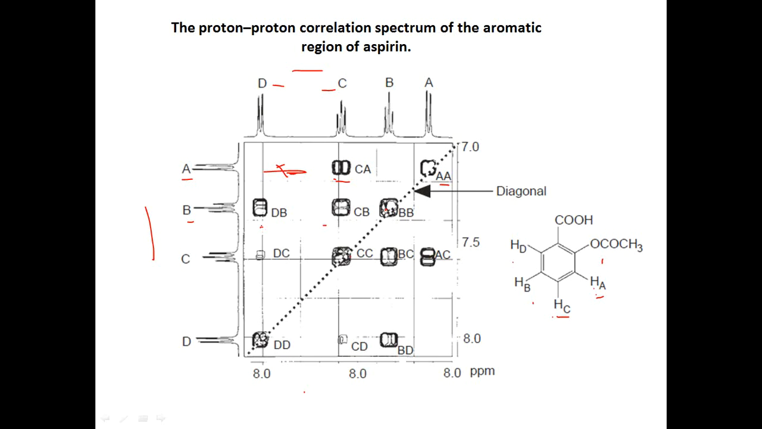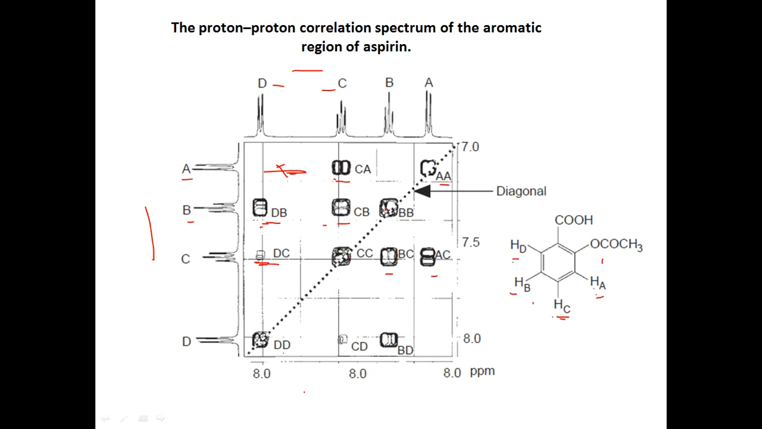Now if you see the C proton and B proton, the B proton is interacting with the D proton as well as the C proton, right? So B is interacting with D and C. In the case of C, it is interacting with D as well as A. It shows a very small interaction with D, which is a long range coupling, but a strong interaction with B and A. So that's what it is basically interacting with.